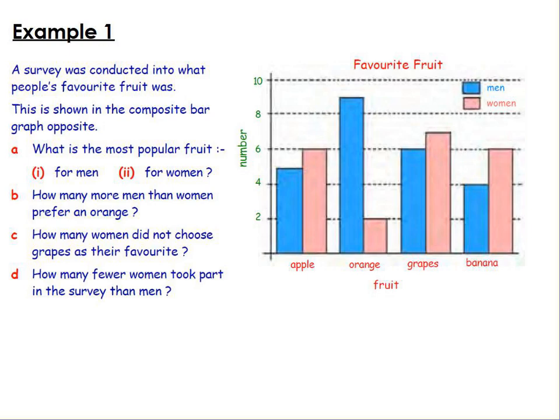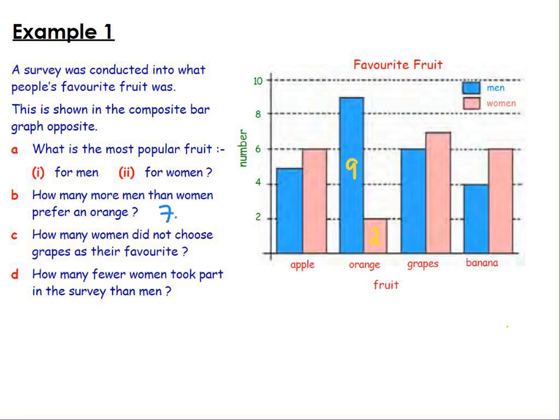So part A, what is the most popular fruit for men? Well, looking at the bar, it is orange. And for women, it is going to be grapes. Part B, how many more men than women prefer an orange? Well, we've got 9 men who prefer an orange, and we've got 2 women, so we have got the answer of 7 more.